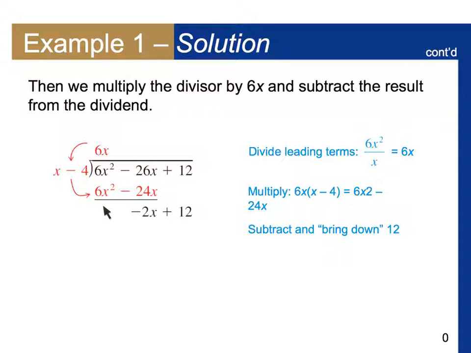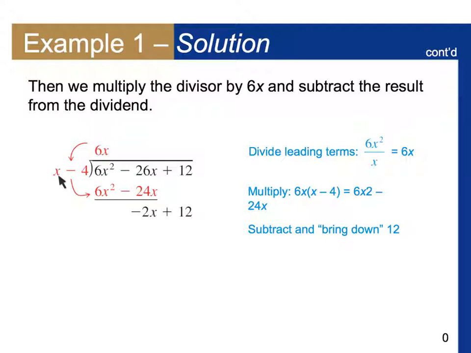So subtract, this cancels, right? If we subtract here, we have minus 26x minus a minus 24x, which is a plus 24x. So that gives us a minus 2x. We're subtracting, right? And then 12 minus 0 is just 12. Okay, so our next step is that we have this minus 2x plus 12.